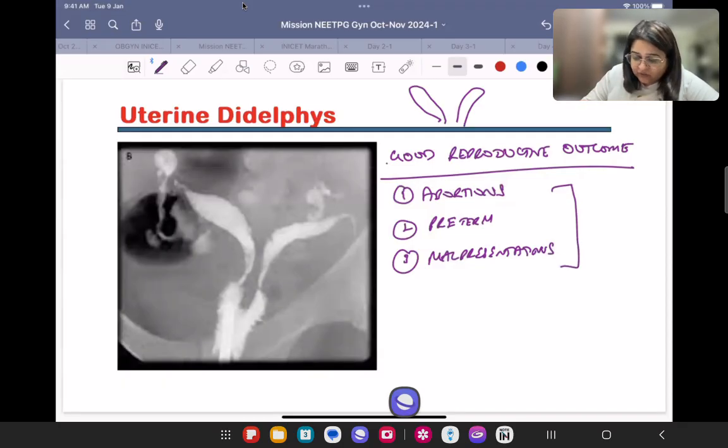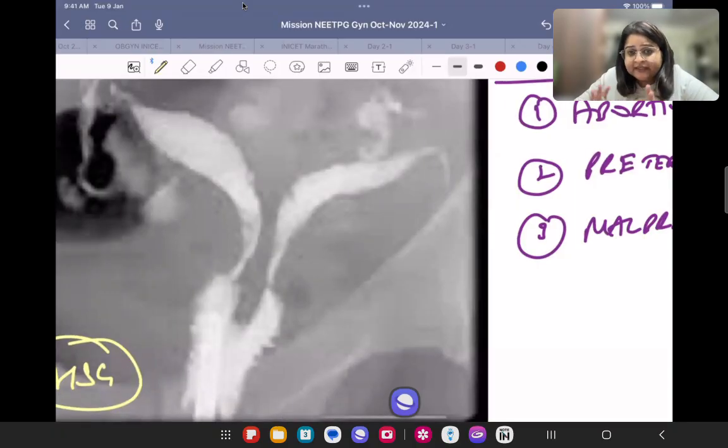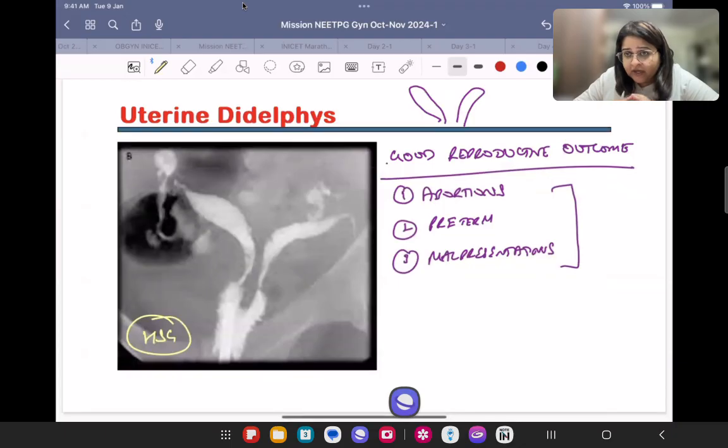Okay. Now look at this picture here. This is an HSG image. What do you see in this? You can see 2 completely separate endometrial cavities, there is no joining, no communication, absolutely. They are completely separate and they even have 2 separate cervixes. No doubt at all in this HSG picture, because they are completely separate.